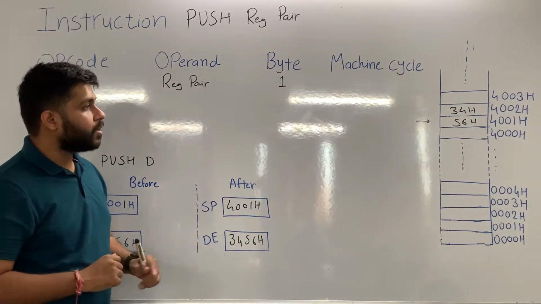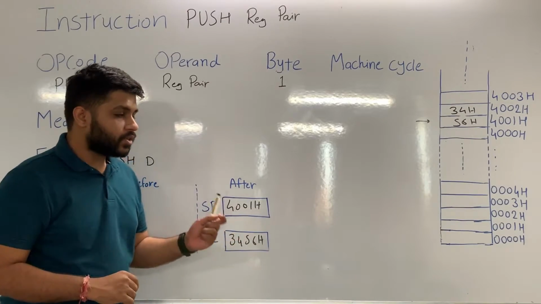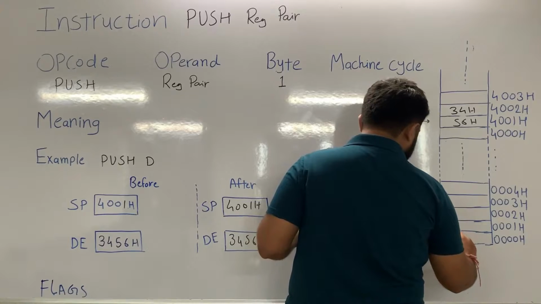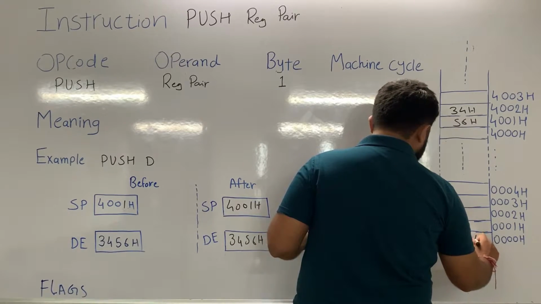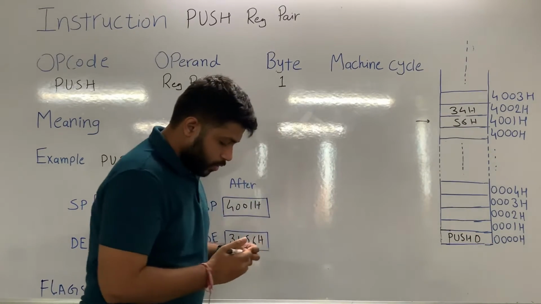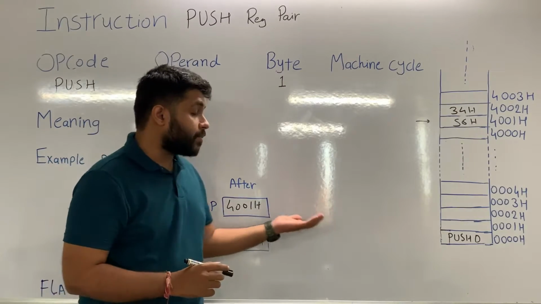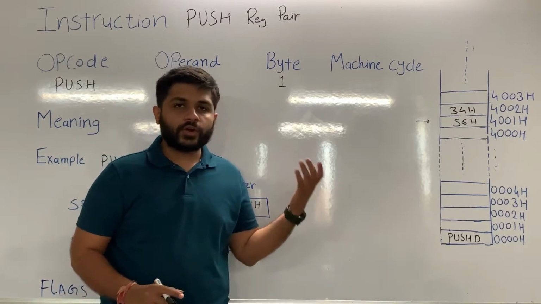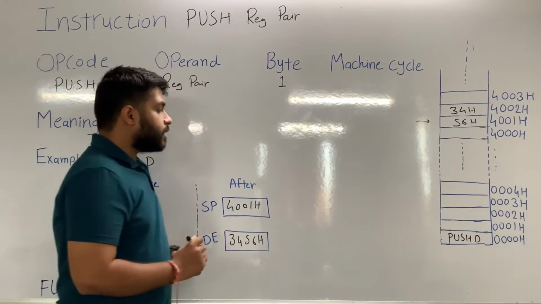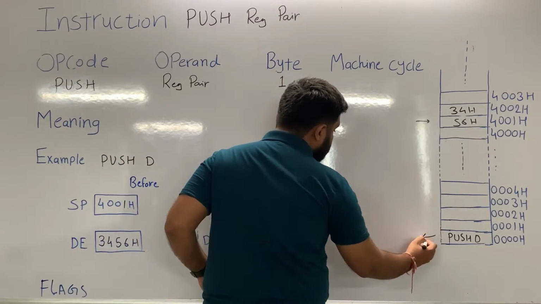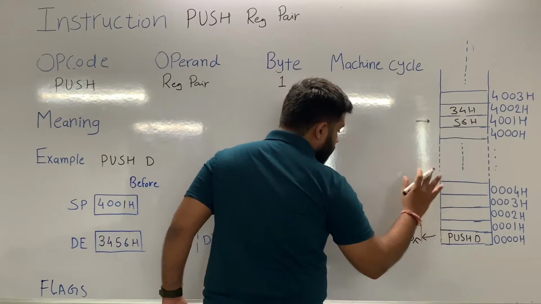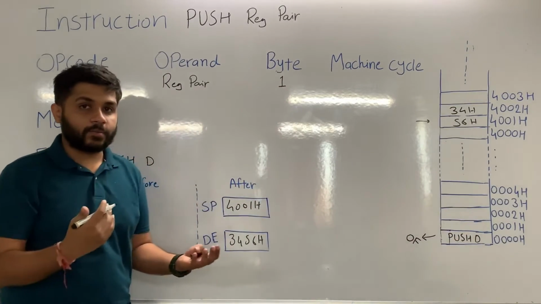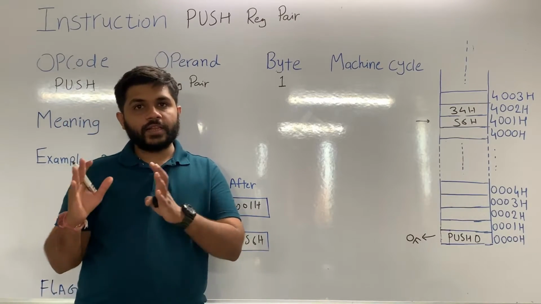Now let's see the machine cycle. Because this instruction is of 1 byte, it will occupy only one memory location. So push D will occupy only one memory location when the instruction is stored in the memory. After that, the processor will start doing its task, that is to fetch, decode and execute. To fetch, the processor will perform the first machine cycle, that is opcode fetch. When opcode fetch is performed, this push D will be transferred to the microprocessor. The processor will decode and it will execute.